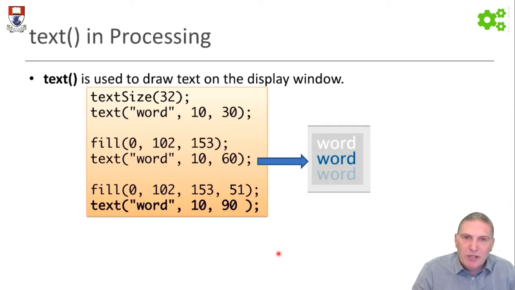So similar to the print and println functions, we have the text function, and text is used to draw text on the display window. If we look at this example, we can see the output here is the output window in processing. And what we're printing out is the word "word" 3 times. Okay. What's nice about the text function is you can specify font and font size. You can also specify color.